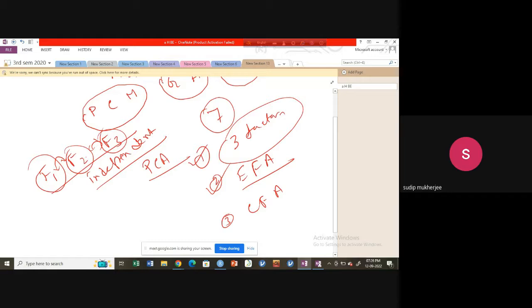Which of the variables belongs to which factor? Which of the variables are mostly responsible for this? Not responsible, which of the variables are contributing? That is the principal component analysis. Okay, first one. And this is the explanatory factor analysis. When we try to find out the variables in a particular factor, that is actually explanatory factor analysis.